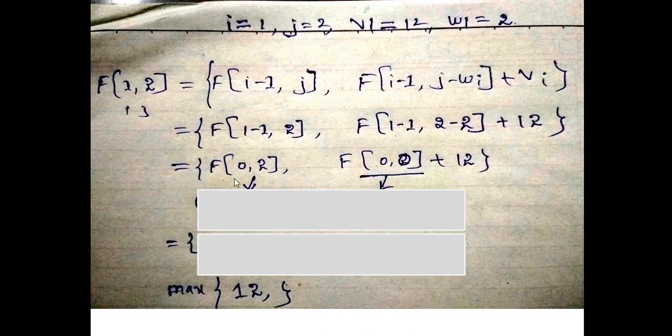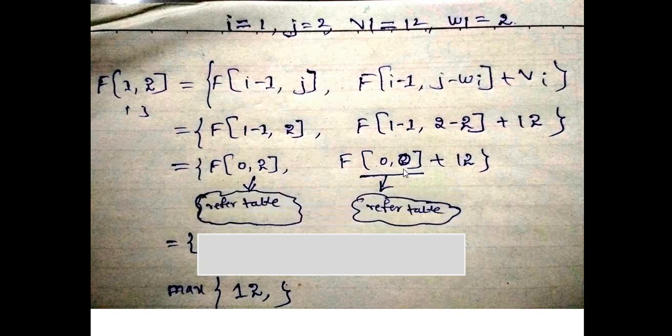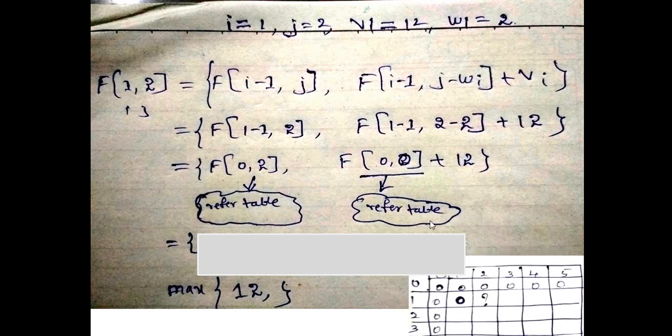Now how to get the value of f of 0 comma 2 and f of 0 comma 0? Very simple. Refer to the previous table. That's it. This is the previous table. Here, 0 row, second column. What is the answer? 0. Just write 0 here.